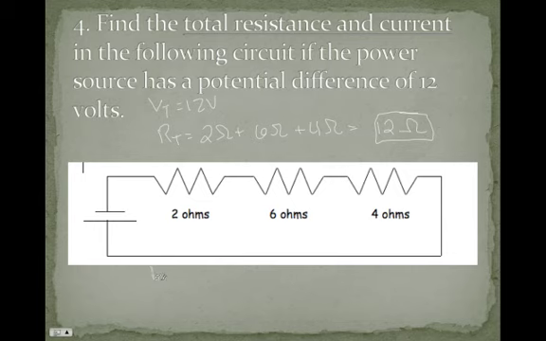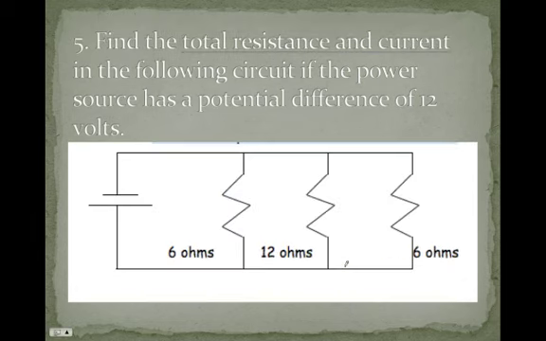Now the total current is equal to the total voltage divided by the total resistance. So total voltage here is 12 volts. The total resistance is 12 ohms. Nice simple math. How nice does this work out? And our answer is 1 amp. Now because this is a series circuit, this is also the current through each resistor.